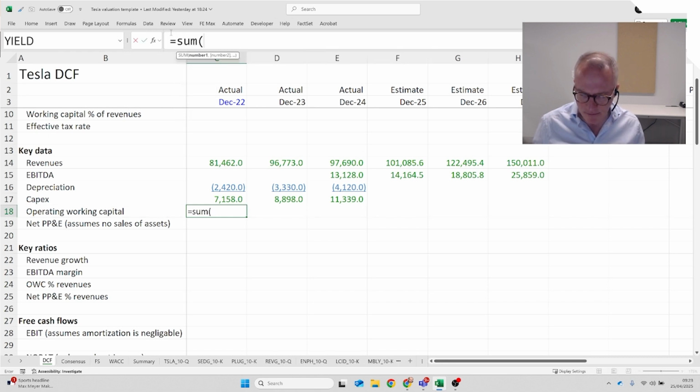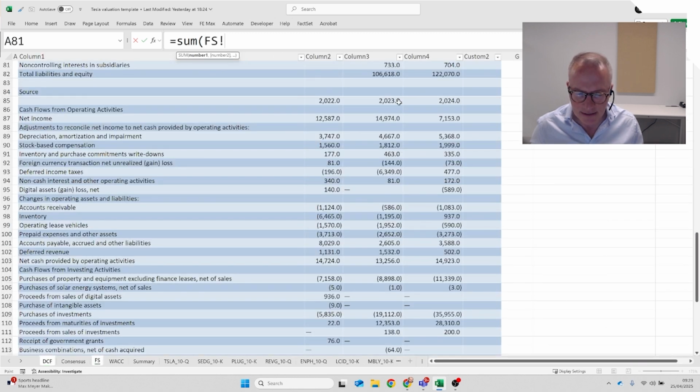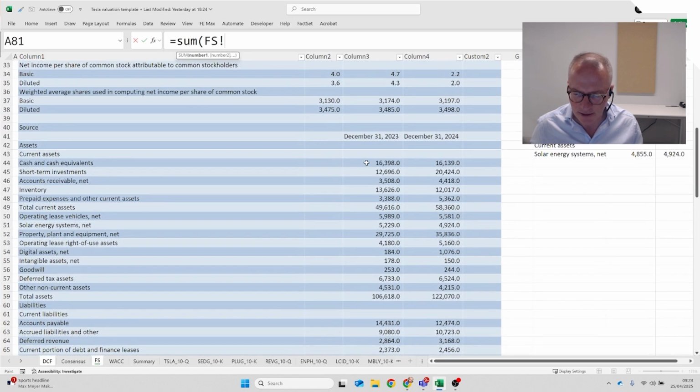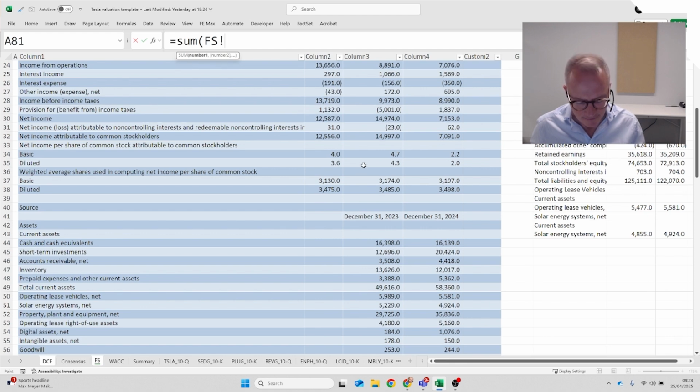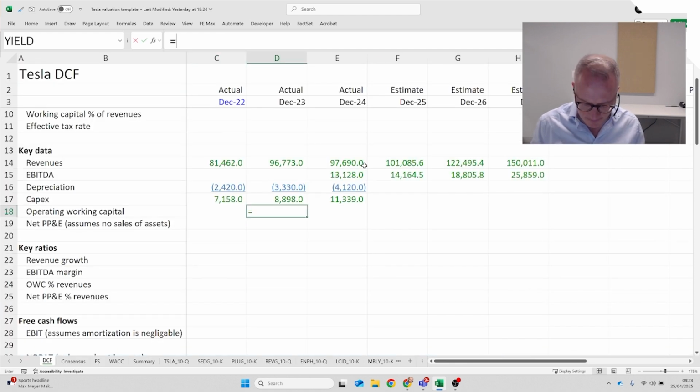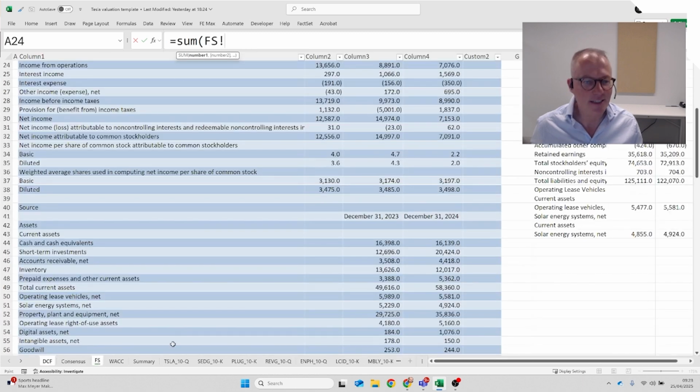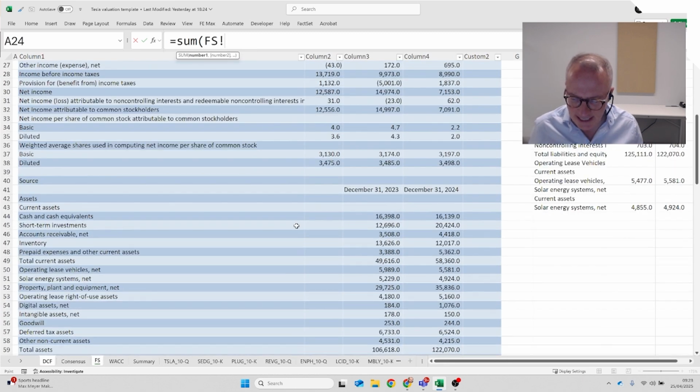So I'm just going to sum this up, and I'm going to go to my financial statements and up to the balance sheet. In fact, I can only do it for the 2023 year because I've only got 2 years' worth of the balance sheet. So let me go to that.